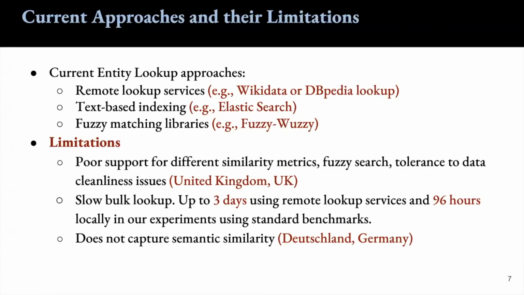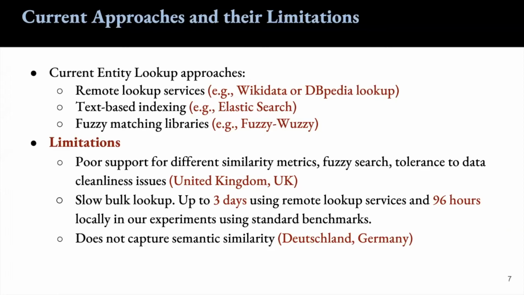Current approaches to implement the lookup function can be done by using remote lookup services such as Wikidata or DBpedia APIs. Another approach could be by indexing the entity titles and using that index for searching. Another approach could be by implementing a custom similarity metric from scratch or using fuzzy matching libraries. Unfortunately, none of these approaches are optimized to support different similarity metrics or tolerant to data cleanness problems. They don't support bulk lookup.